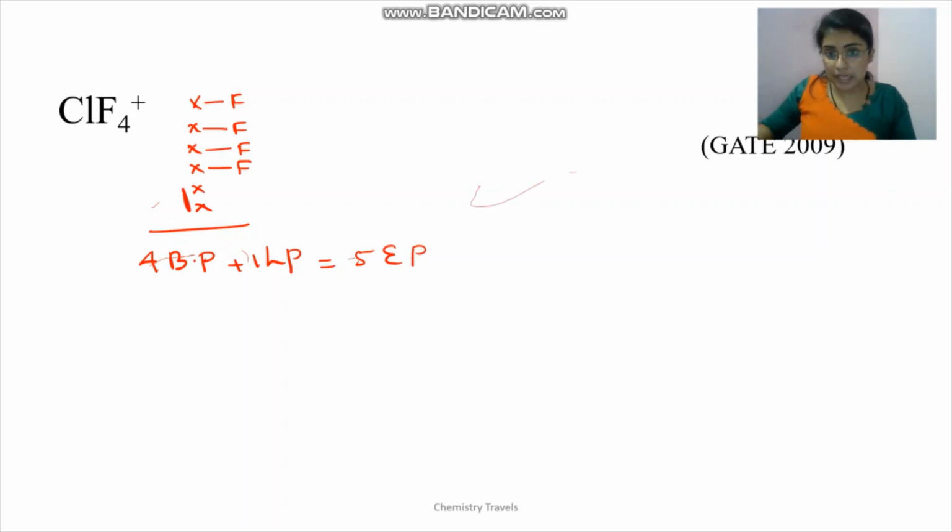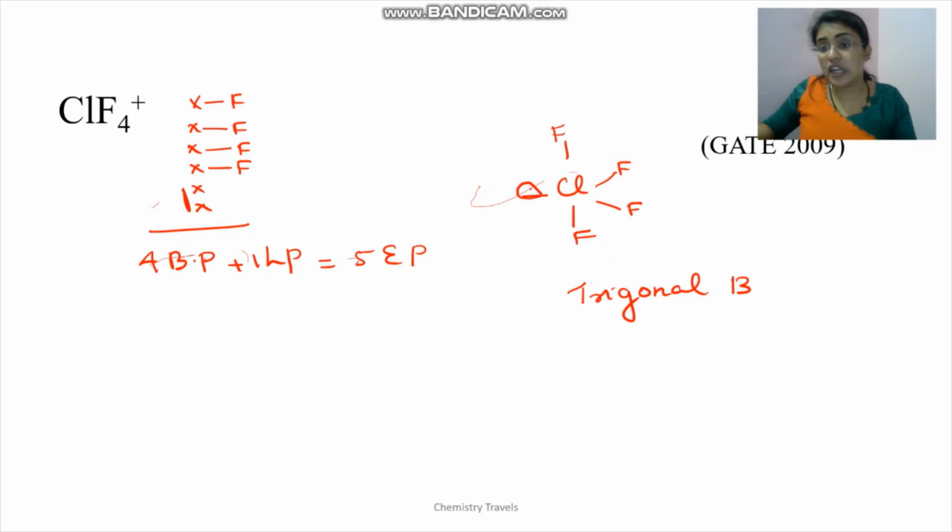So 5 electron pairs means I can write chlorine here with 1, 2, 3, 4 and 5, and the fifth one would be the electron pair far away, and the other ones would be the bond pairs, and the fifth one is the lone pair. So here my geometry is trigonal bipyramidal because the value is 5 electron pairs. But coming to the shape of it, because of 1 lone pair, the shape would be seesaw.